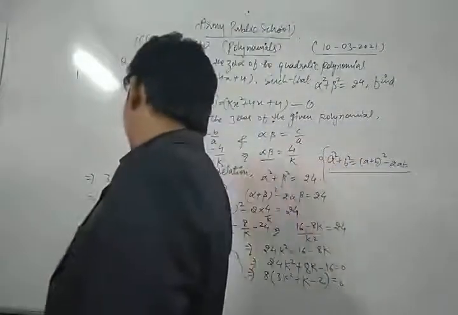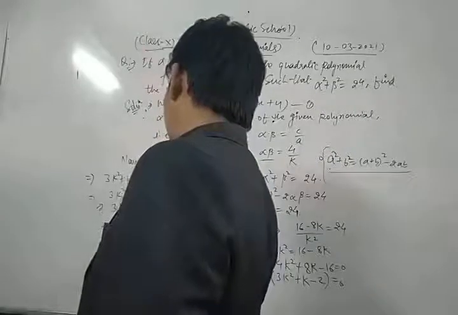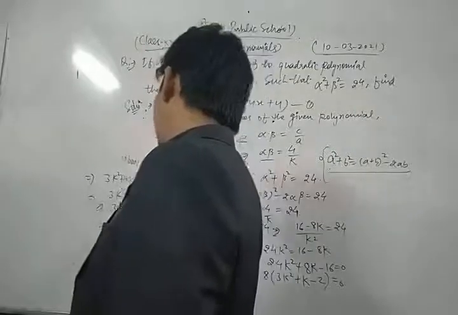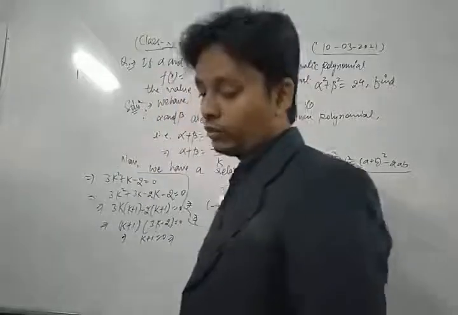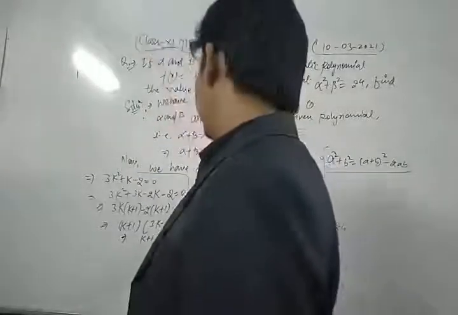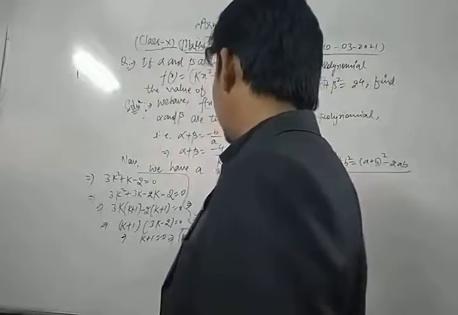From there we have k plus 1 and 3k minus 2 is equal to 0. Thus, if we take k plus 1 is equal to 0, then the value of k is minus 1. Yes. So k is minus 1. This is the first answer.